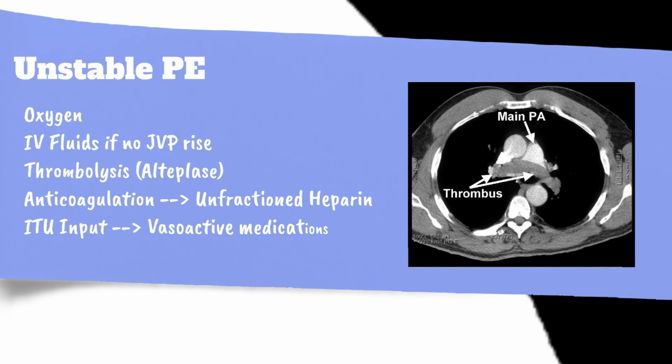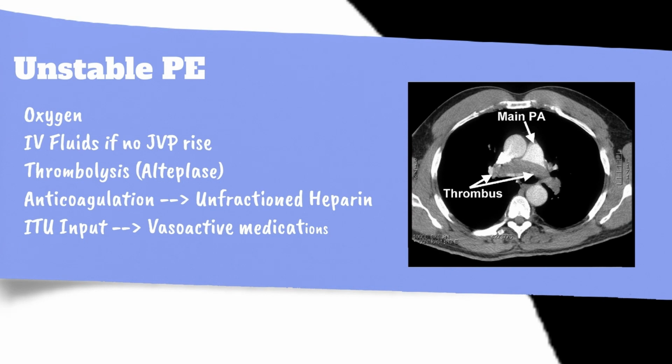Or if there's significant oxygen requirement, so a patient who's got a PE with SATs of 85 on air is obviously very poorly. So when we think about the management of these patients, we generally consider oxygen therapy. We also consider giving them IV fluids if their jugular venous pressure is not raised.